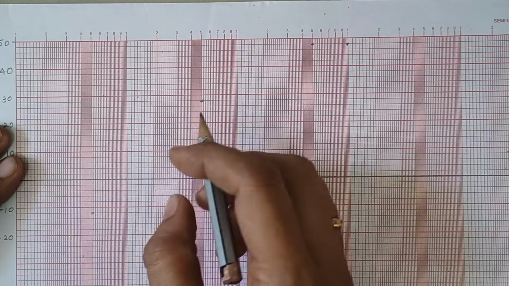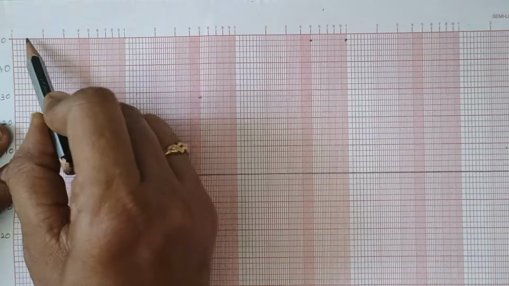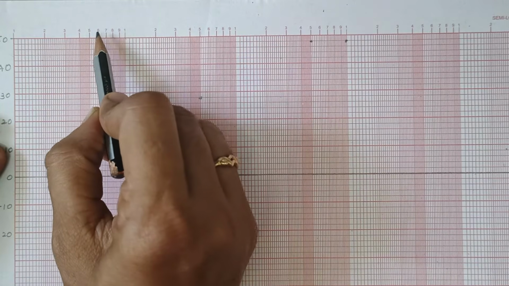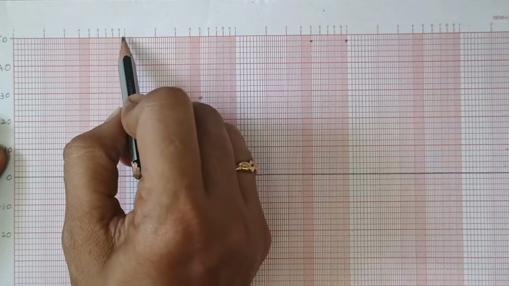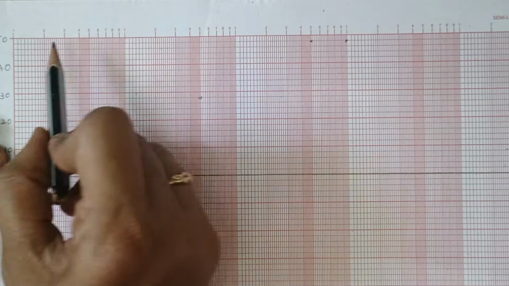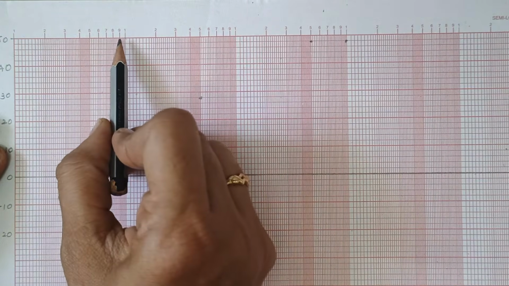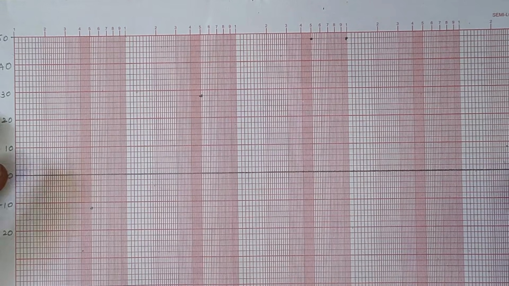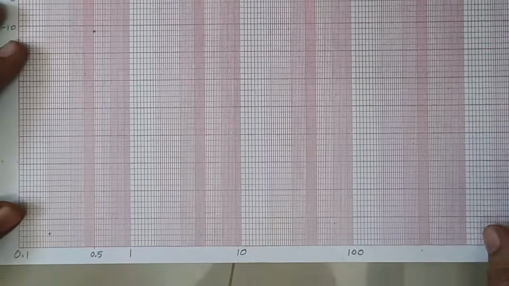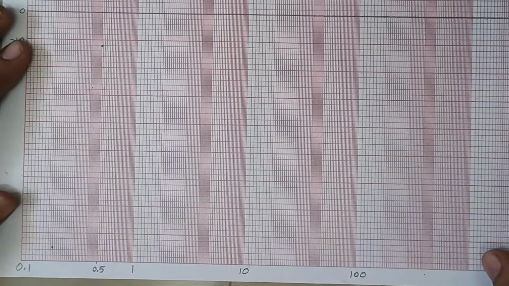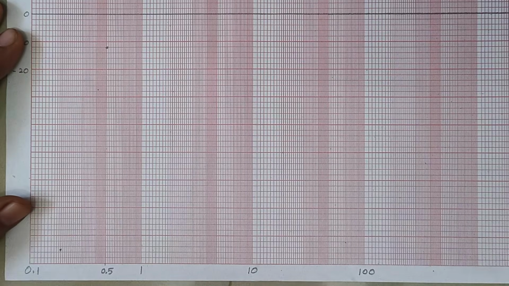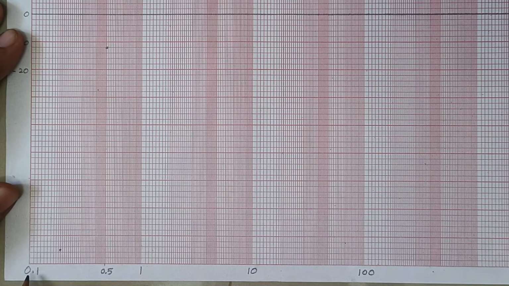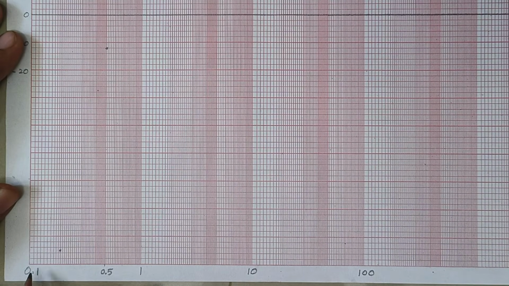You see, now the figures are clear, right? We have 1, 2, 3, 4, 5, 6, 7, 8, 9. This means 10, right? So here we call this a decade. Depending upon the frequencies, we have to write the values on the x-axis. Here I am starting from 0.1. I am taking the first point as 0.1. So 0.1, when you multiply this by 10, becomes 1. So it completes a decade.